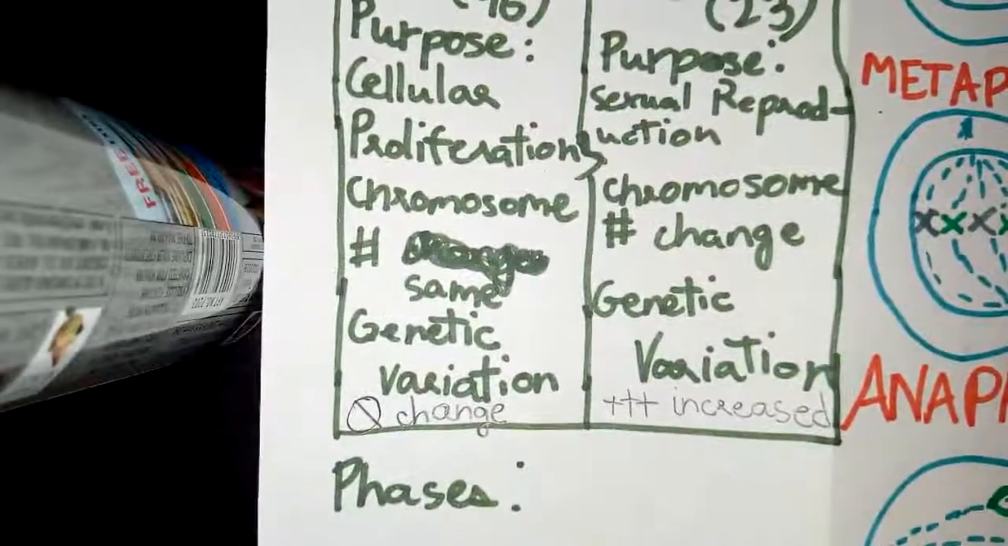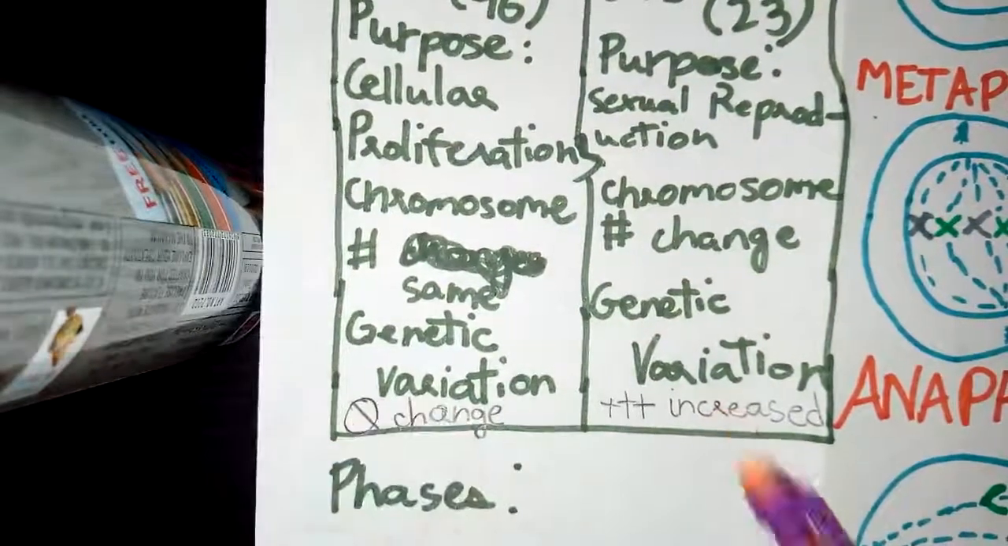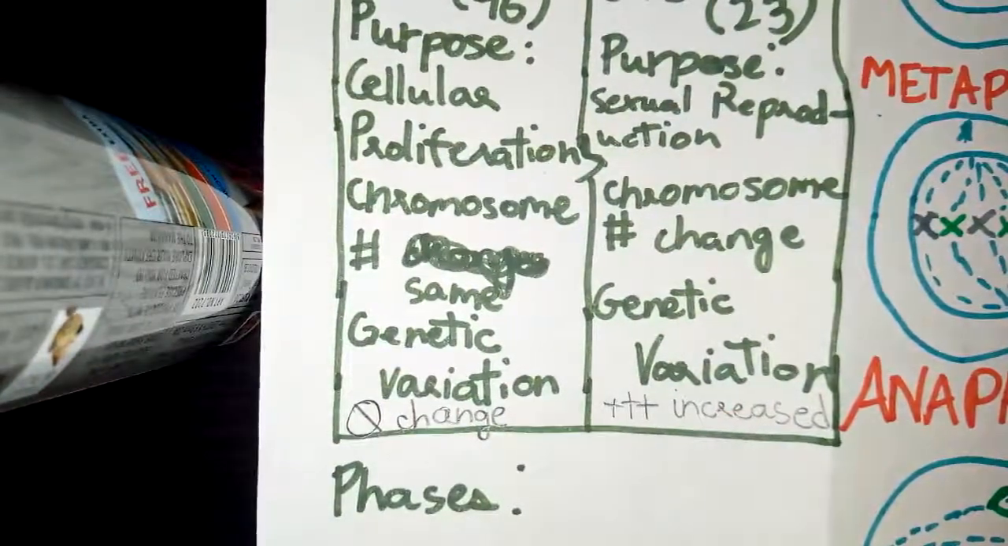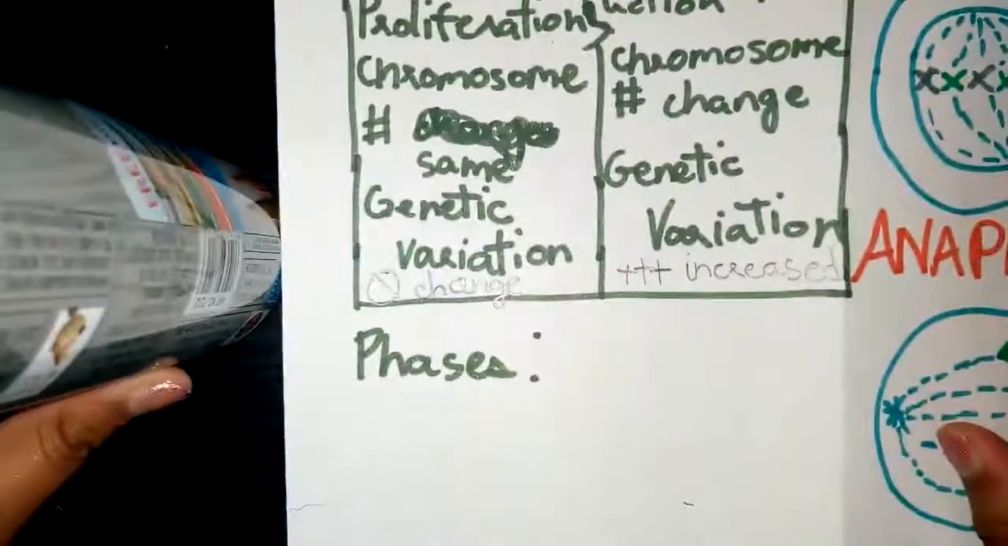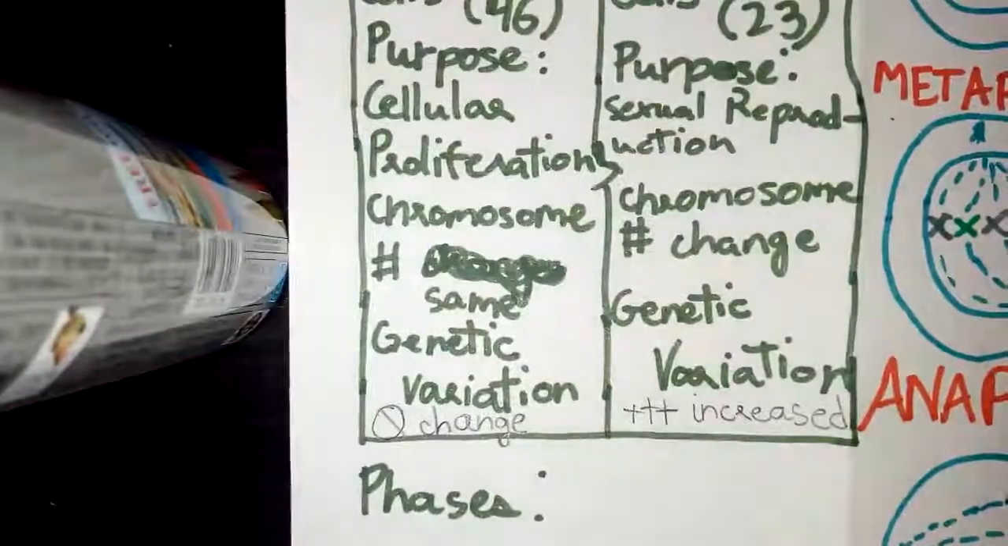Now let's talk about genetic variation. In mitosis, genetic variation doesn't change, and in meiosis, genetic variation is increased. I'm not going to talk about this in depth right now. We're going to do this in a separate video. The next video is going to be about meiosis. Let's go into the mitosis phases.